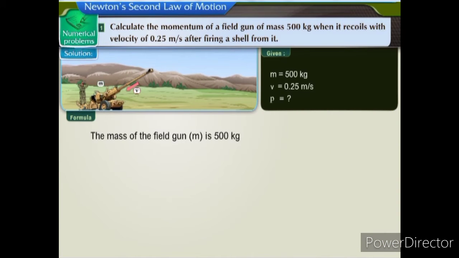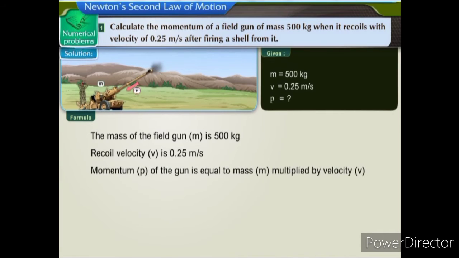The mass of the field gun M is 500 kilogram and the recoil velocity V is equal to 0.25 meter per second. Momentum of the gun is equal to mass M multiplied by velocity V. Momentum is equal to M into V. This is equal to 500 multiplied by 0.25. Therefore, the momentum of the field gun is 125 kilogram meters per second.